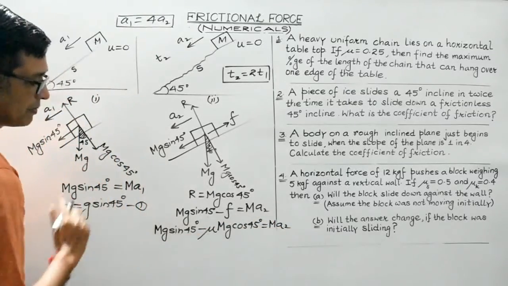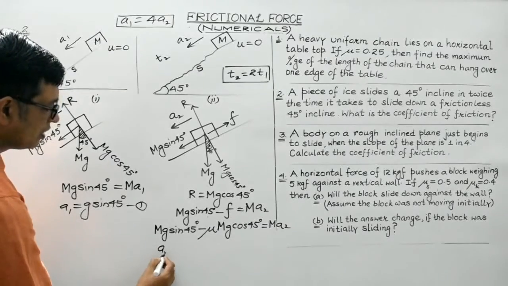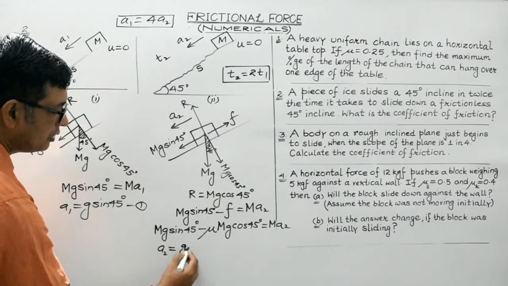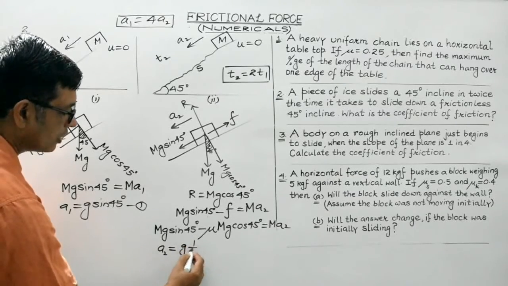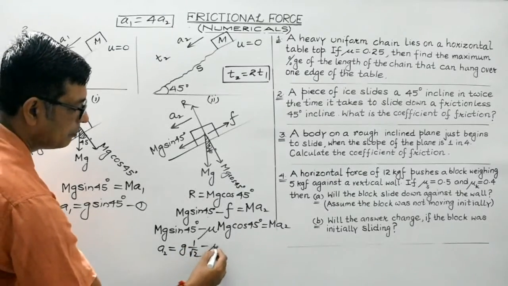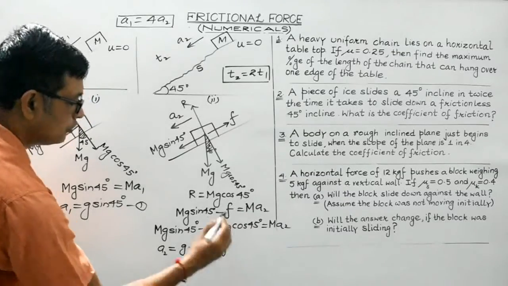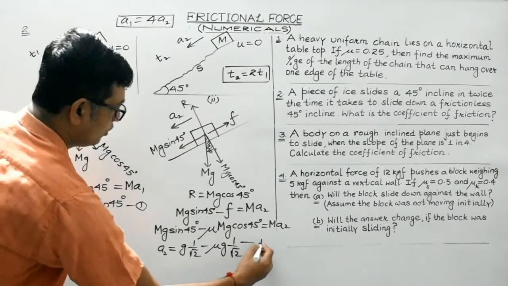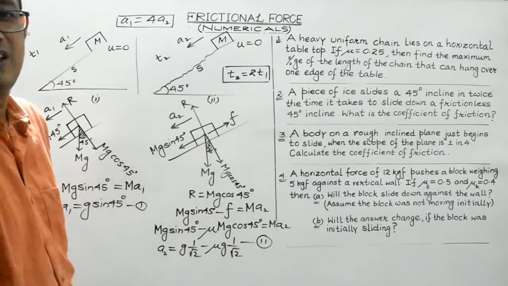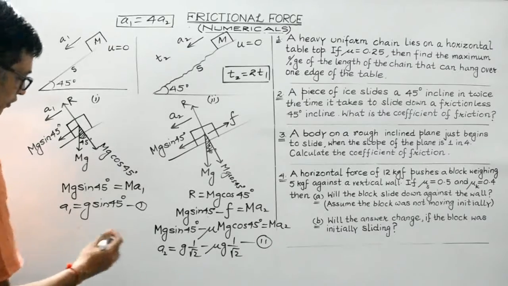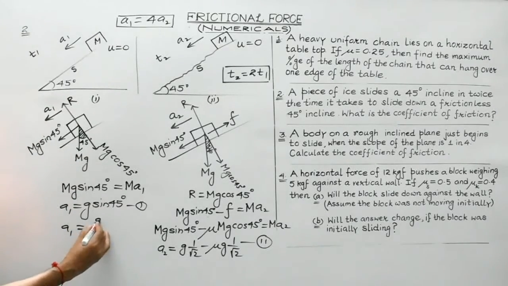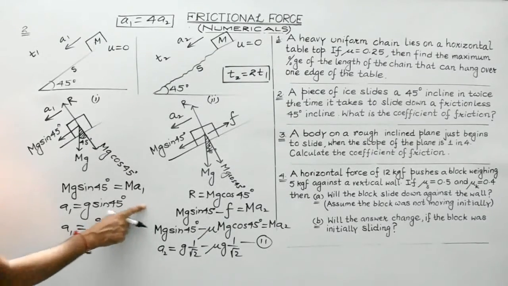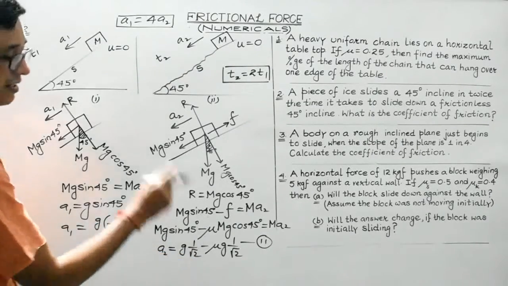Right? m gets cancelled. So what do you get? A2 is equal to g sin 45 degree, that is 1 by root 2, minus mu g cos 45 degree, again 1 by root 2. Put this as equation number 2. So we have obtained both the values. A1 is g into sin 45 degree, 1 by root 2. So we have obtained both the values of A1 and A2.